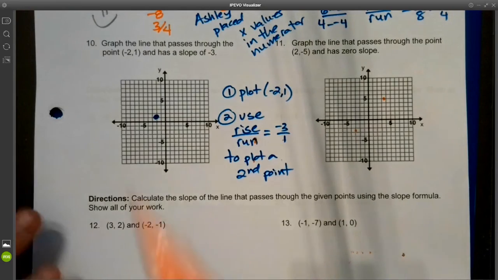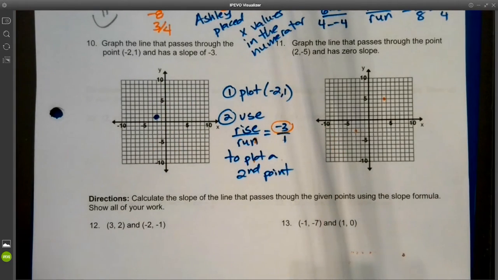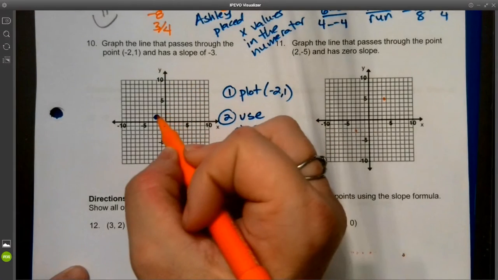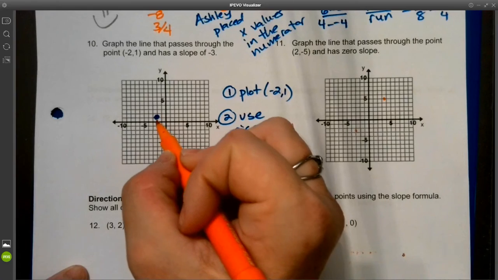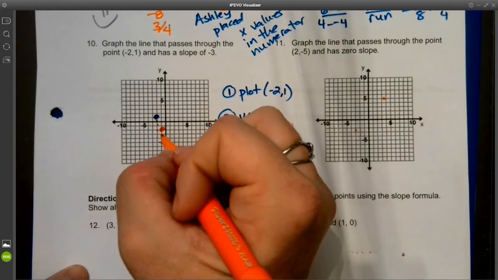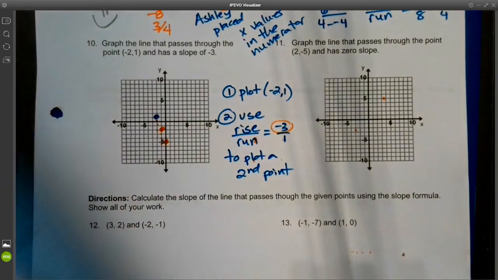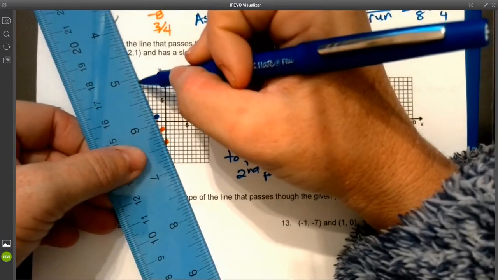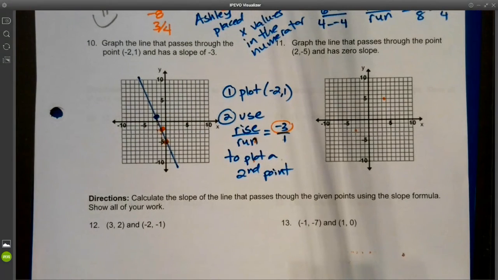So if I'm at -2, 1, I'm going to rise down 3 units: 1, 2, 3, and I'm going to move over 1. 1, 2, 3, and over 1. And that's going to be my line. I just graphed this line and I did not even use an XY table.